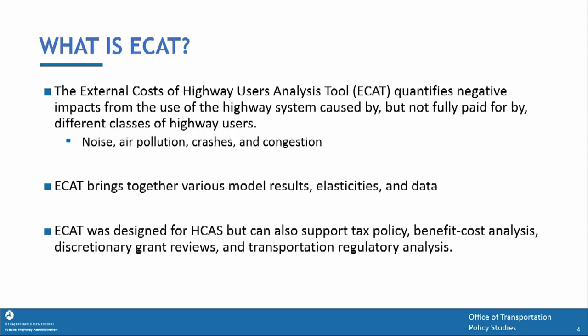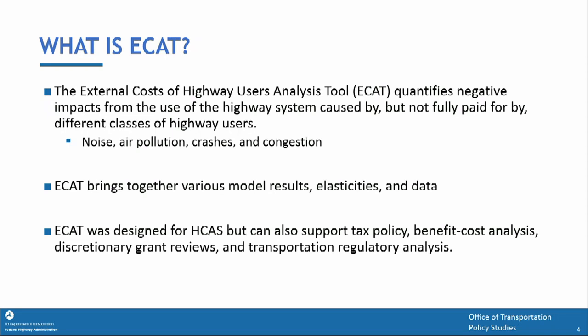So what is ECAT? Externality is sort of an economic jargon term. It means in this case, we're talking about quantifying the negative impacts from the use of the highway system that are caused by, but not fully paid for by, different classes of highway users. So here we're thinking about what are the side effects of highways? Costs generated from highway use that the users are not themselves bearing. So we talk about noise, air pollution, crashes, and congestion, costs that affect people that aren't actually doing the driving or use of the highway system.